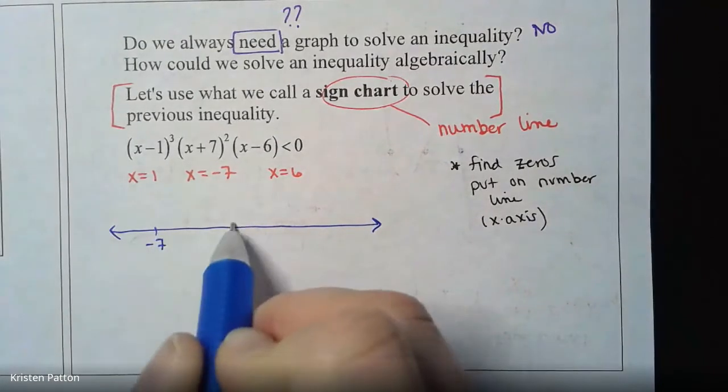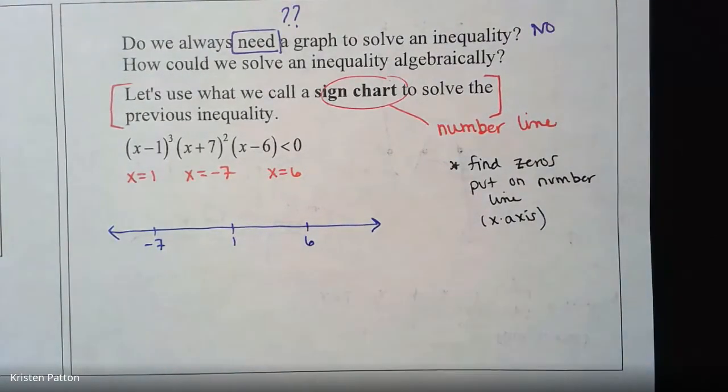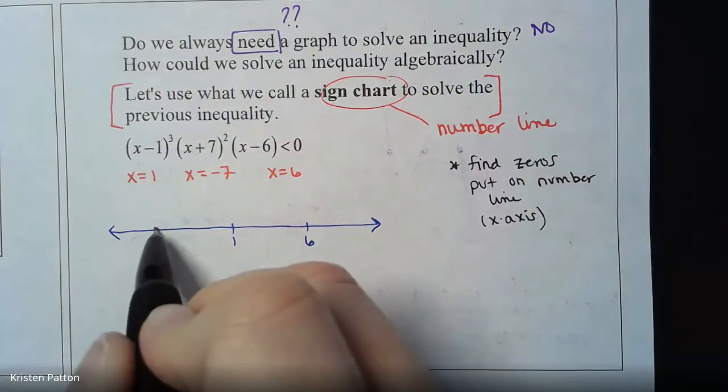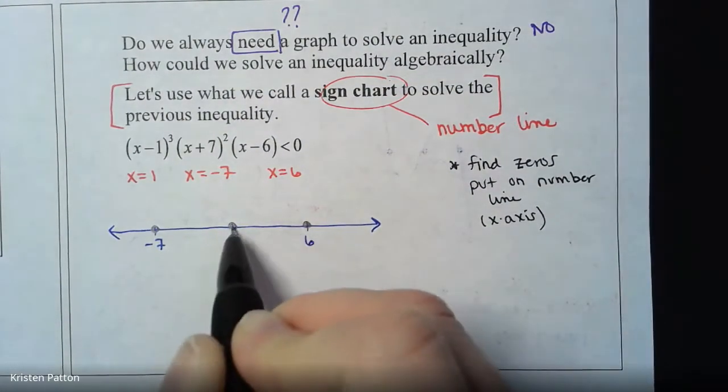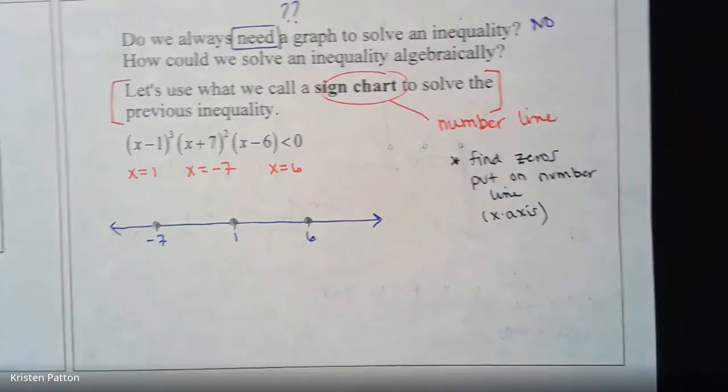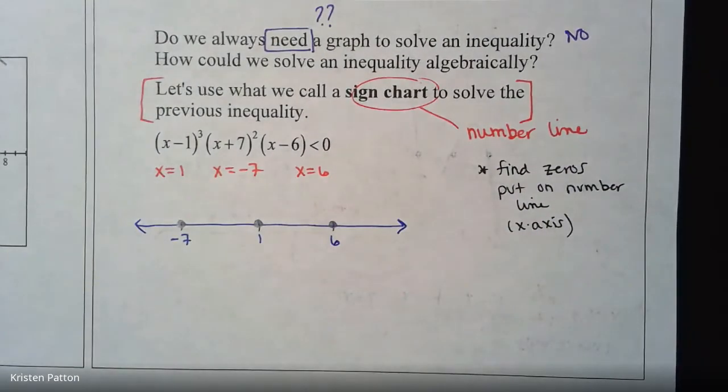-7 comes first, then 1, then 6. Essentially, what I'm about to do is just draw the x-axis and not worry about the shape of the graph, okay? Now, for what we're going to do tomorrow, you might want to just jot yourself a little note that these are the zeros. That's where the graph is on the x-axis.